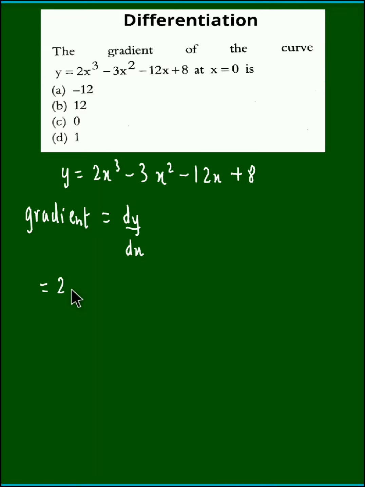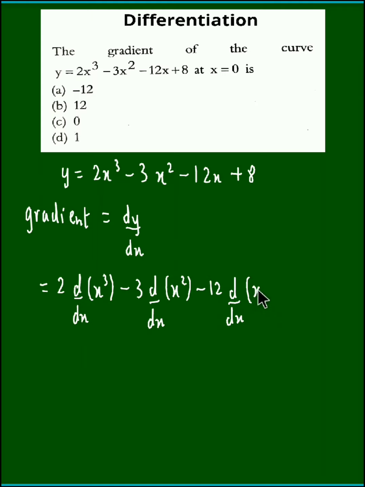So we have 2 times, 2 is the coefficient, 2 times derivative of x cube, minus 3 is the coefficient, so 3 times derivative of x square, minus 12 is the coefficient, so minus 12 times derivative of x, plus, now 8 is a constant term, so we have derivative of 8.